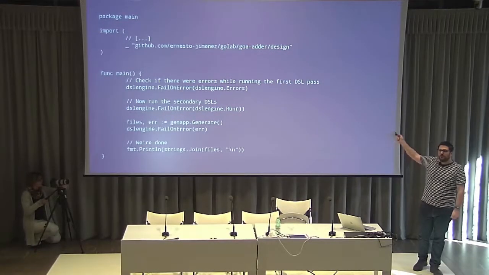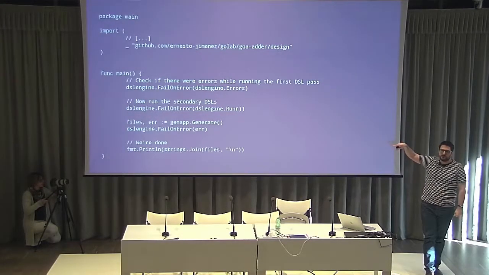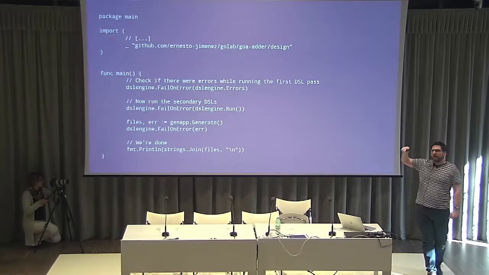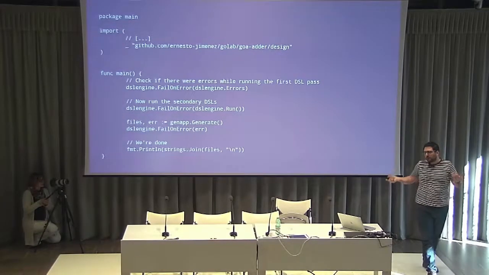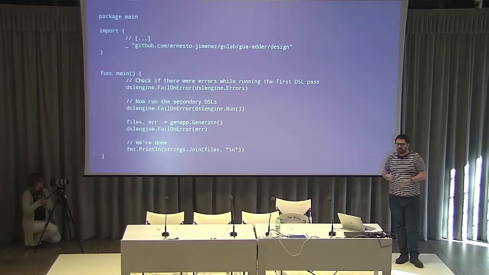So when they import your API definition, when it's imported, it's automatically going to fill in some variables in the DSL engine package. And when this program runs, it's going to generate the code.